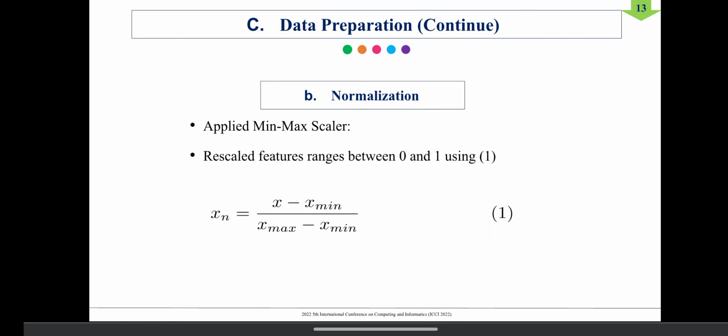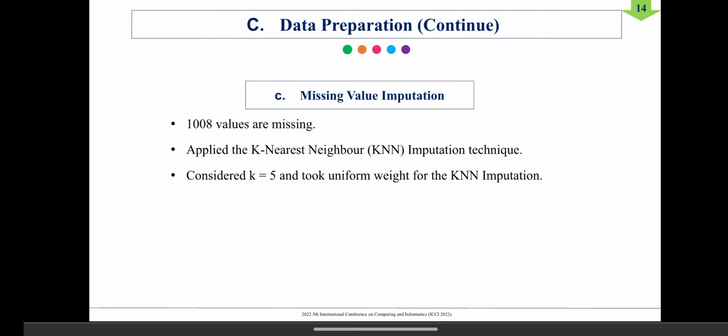Normalization. We have rescaled the features using the min-max scaler. It rescales feature ranges between 0 and 1 using equation 1. Missing value imputation. The dataset contains 24 features and 400 records, where 1008 values are missing. To handle those missing values, we have used the KNN imputation technique. For medical data preprocessing, KNN imputation provides the most effective outcome compared to mean and median.